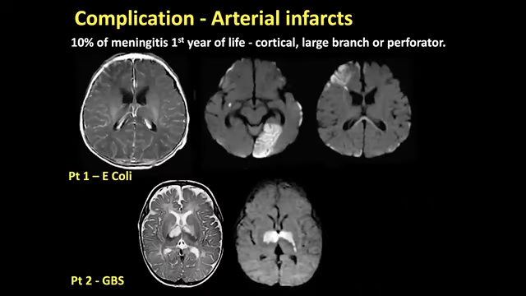So another complication that we need to look for, we may be asked to image, is arterial infarcts. This is particularly common in patients who get meningitis in the first year of life and in neonates. And that is because you get an arteritis because of involvement of the perivascular space and the arterial walls. And because the arteries are that much smaller and that much more vulnerable in neonates particularly, but also in young children, it often involves the perforators of the anterior and middle cerebral arteries, as well as large branches.